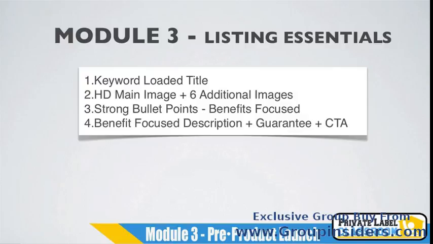3, strong bullet points, benefits focused. Okay, so when you're stating those bullet points, you want to definitely be letting them know the benefits of them using the product. And then 4, benefit focused description. And again, guarantee and the CTA, the call to action.